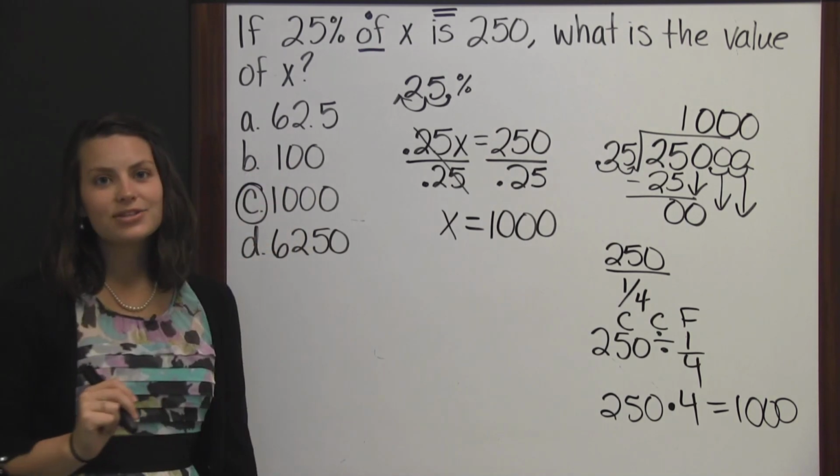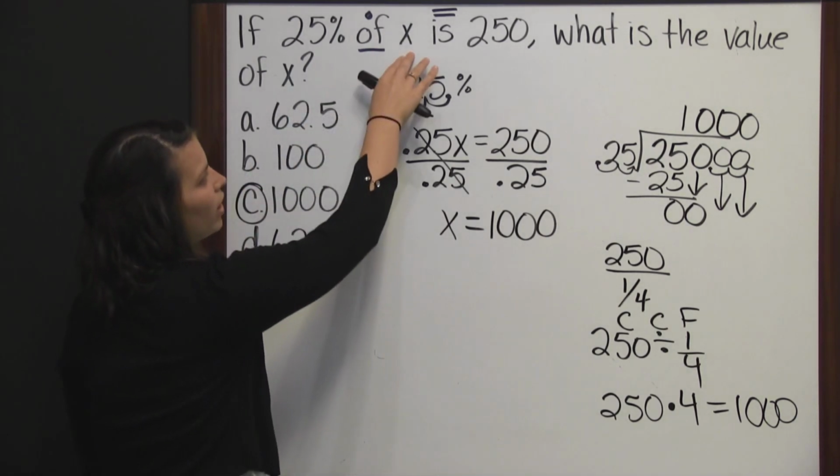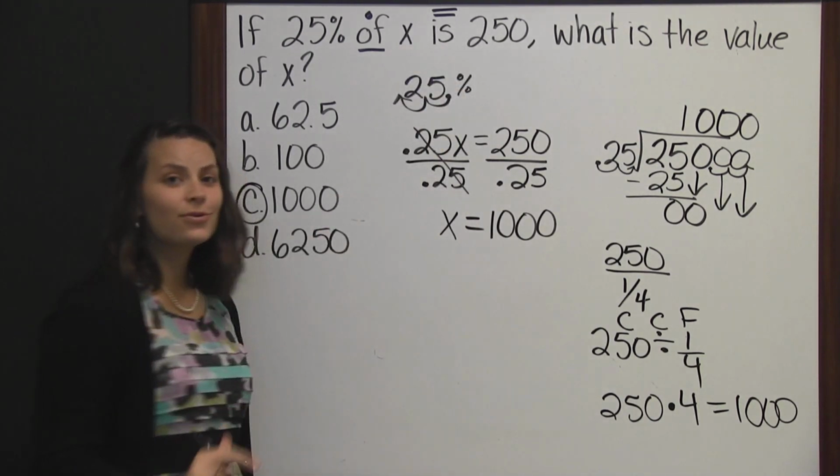And if you put that back into the sentence, it makes sense. 25% of 1,000 is 250.